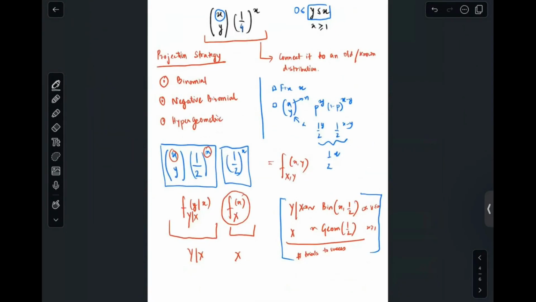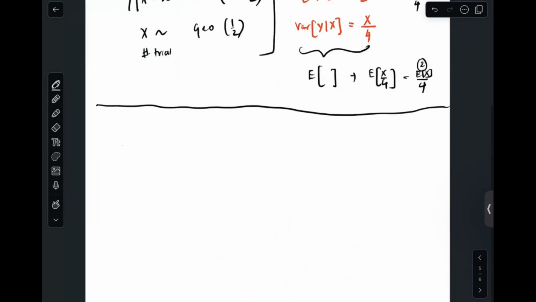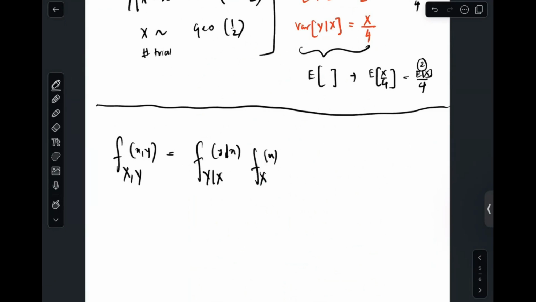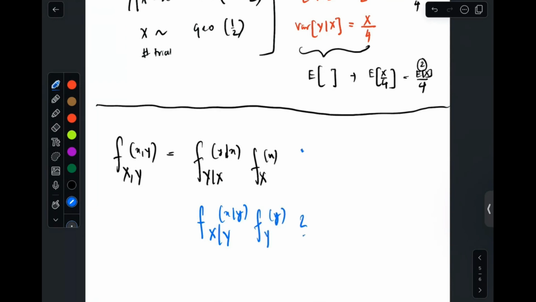So what we have done here, if you observe it very carefully, we have done this and we have found out by inspection as this. Now, can we find out by inspection the other way around? Because you can condition in two different ways, right? So y given x times x given y.